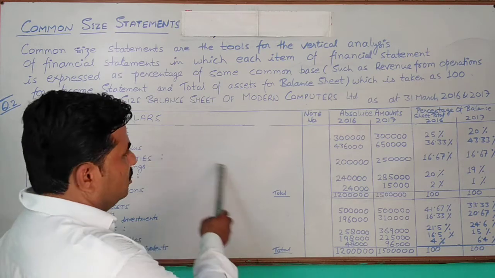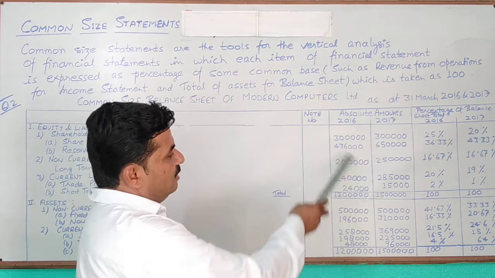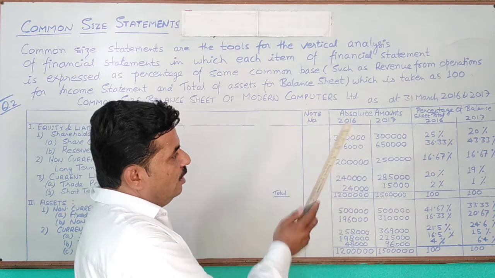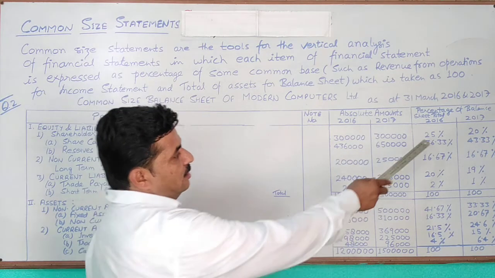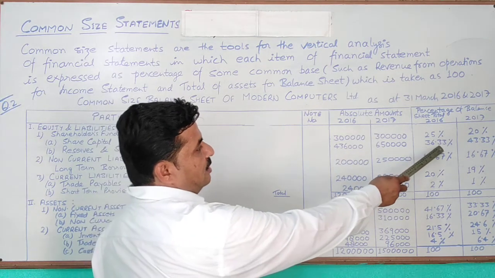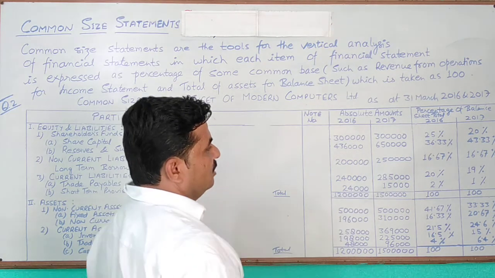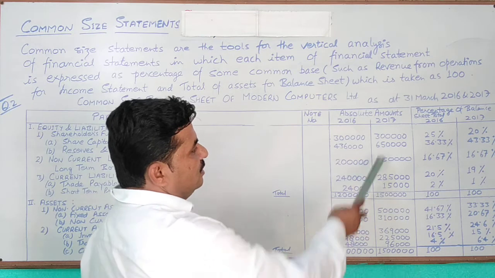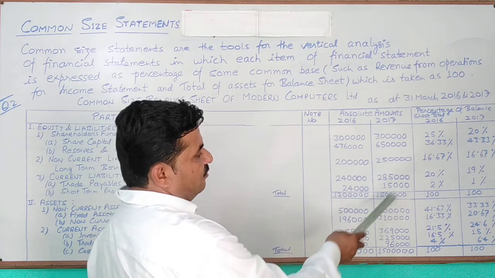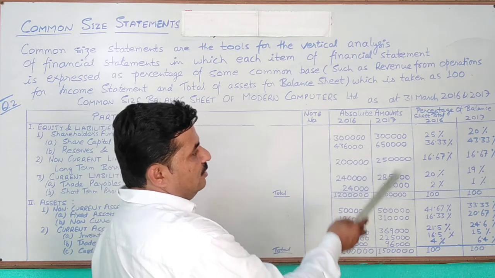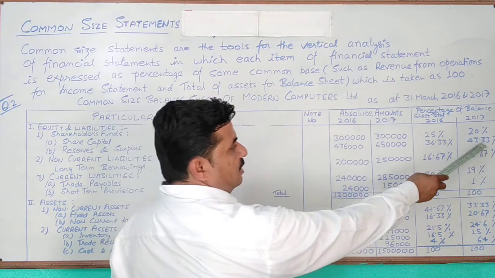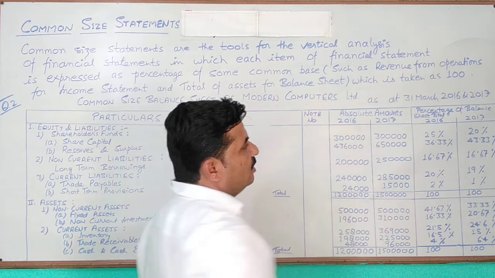Reserve and surplus becomes 4,36,000 divided by 12 lakh into 100, that is 36.33% for the year 2016, and for the year 2017 it becomes 6,50,000 divided by 15 lakh into 100, that becomes 43.33% for the year 2017.